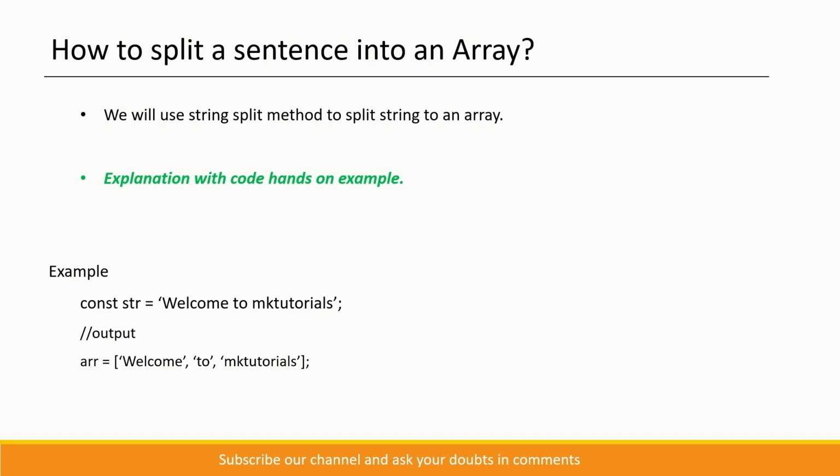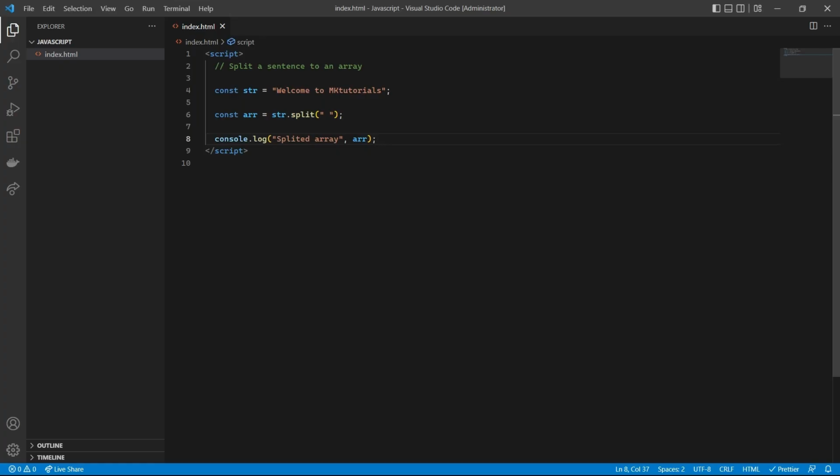So below here I am showing some examples to you guys. First, I declared one variable str with the const data type, with the value welcome to MK tutorials. In the next line I mentioned how the final output looks. We want the final output to be an array, and inside that array each and every word of the sentence is in string format. It looks like a string array. So let's see this at code level. Yeah, this is the example.